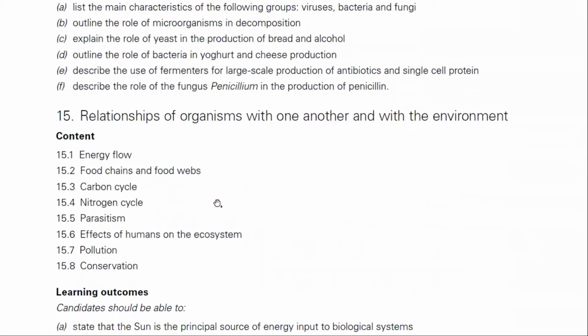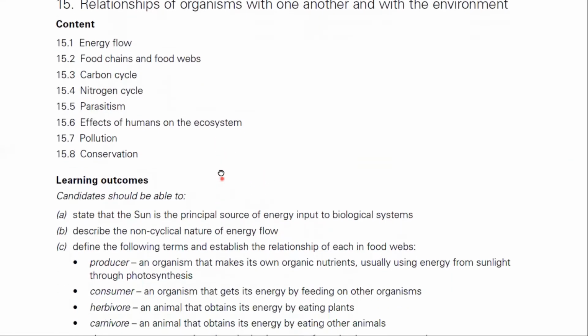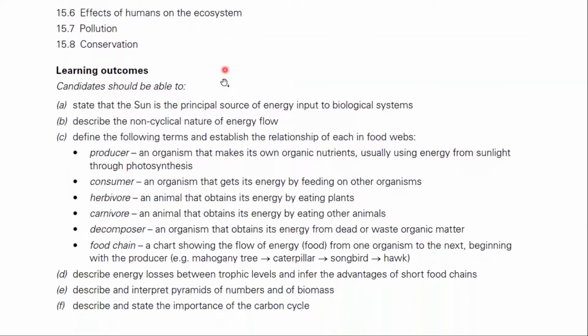We have chapter number 15, known as the relationships of organisms with one another and with the environment, in which we will be discussing the whole ecosystem in terms of energy flow, food chains, carbon and nitrogen cycle, parasitism, effects of humans on the ecosystem, pollution and conservation. We'll be discussing the sun as a principal source of energy.